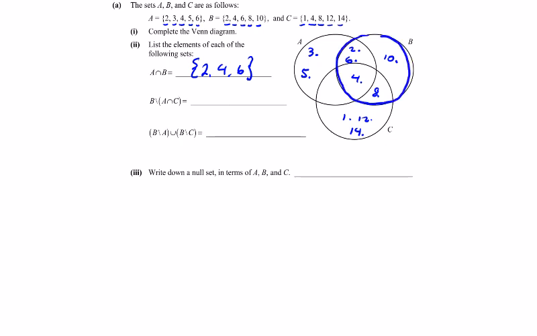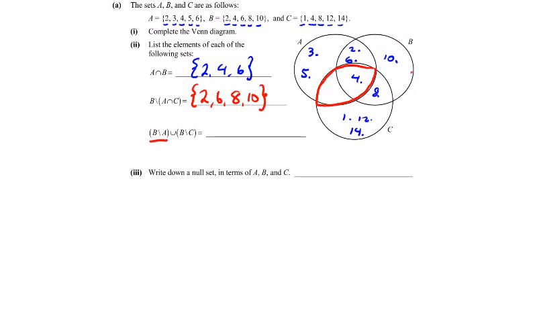There's B. We have to take out A intersection C, so let's put a different color on A intersection C. So we have to take out anything that will be in there. So that's just the 4, so 2, 6, 8, and 10.